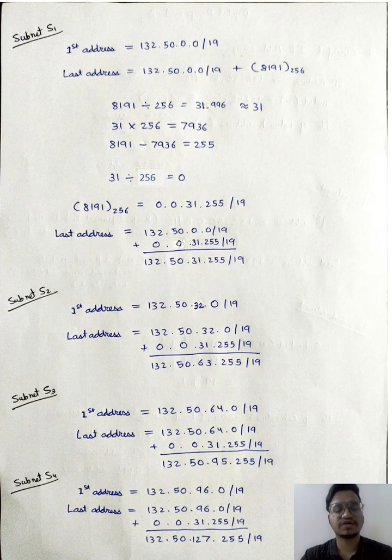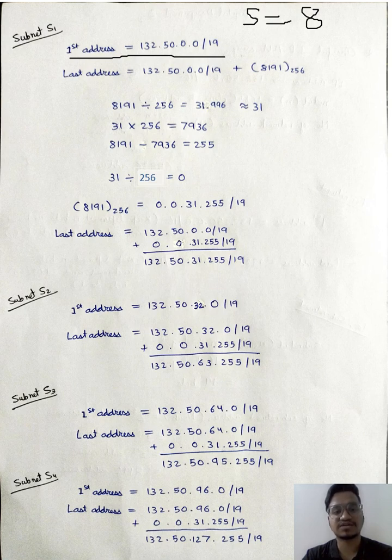So now we will calculate the first address and last address of each subnetwork, and here we have the number of subnetworks equal to 8. The first address of subnetwork 1 will be the same as the first address of the network, which was 132.50.0.0/16, but in place of 16 we will use 19, because we are calculating the first address of a subnetwork, so we have to use the subnetwork ID, which is 19.